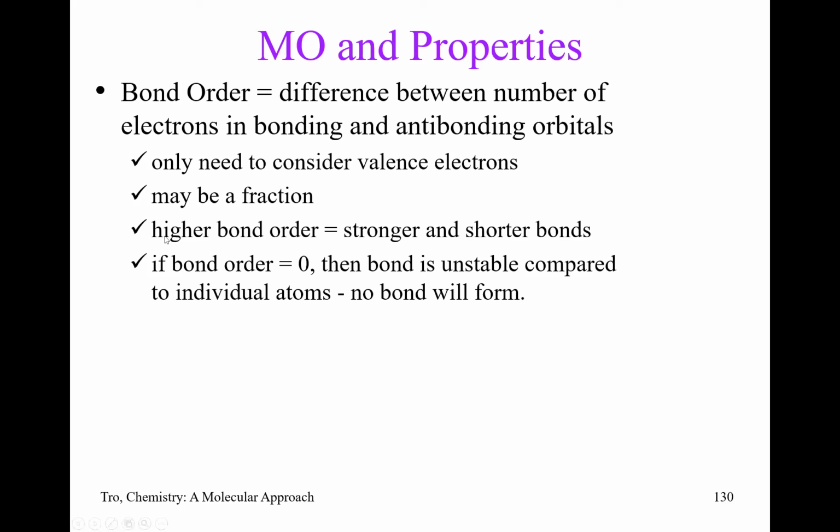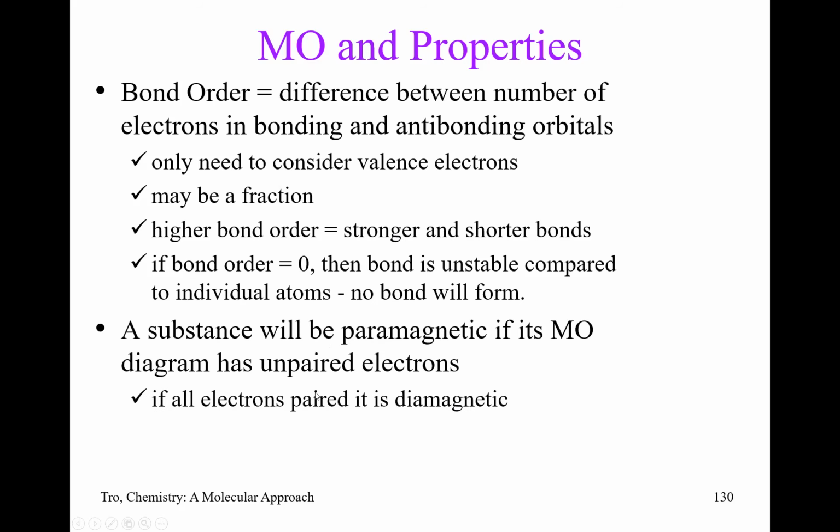Okay. The higher the bond order, the stronger and the shorter the bond. We already knew this from last chapter, right? Single bond versus double bond, the order would be 1 versus 2. It's stronger, it's shorter. Nothing different. Bond order equals 0 means there is no bond. There's nothing going on. And that'll make sense once we see the picture.